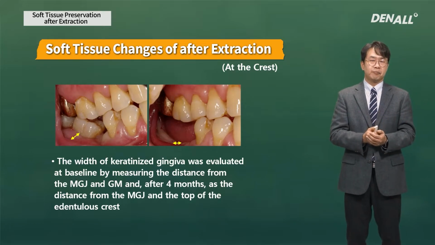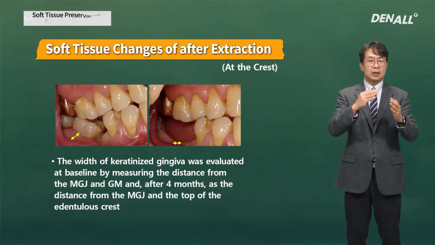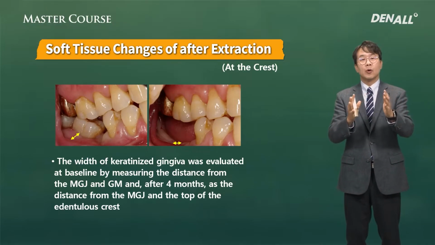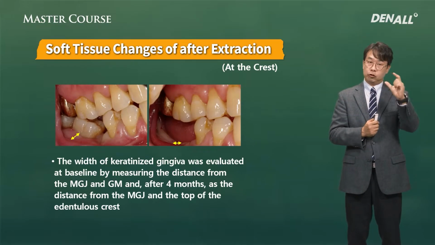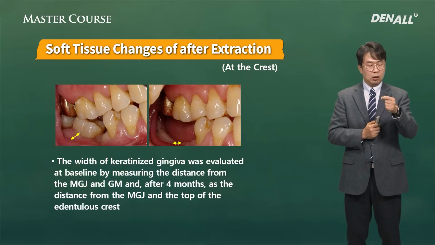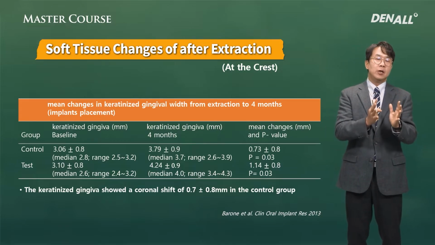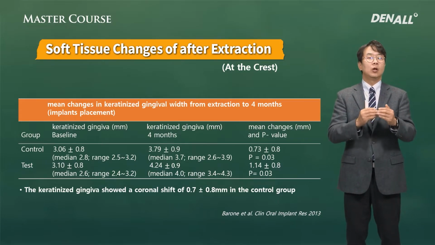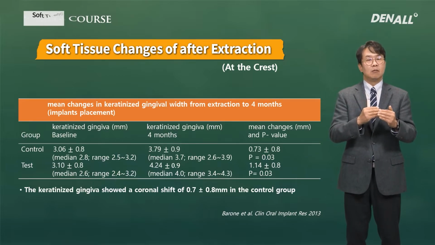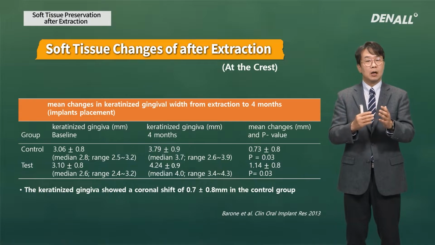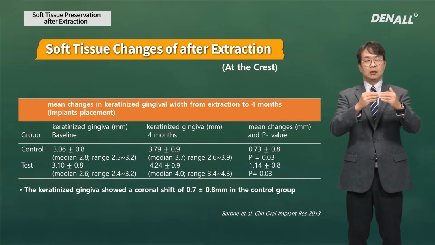Also, overall, from the mucogingival junction to the free gingival margin, how much change will occur? We looked at the changes in the thickness, but we need to look at the changes in the width as well. So, in terms of width, at about 4 months, width increases by about 1 millimeter around an implant.